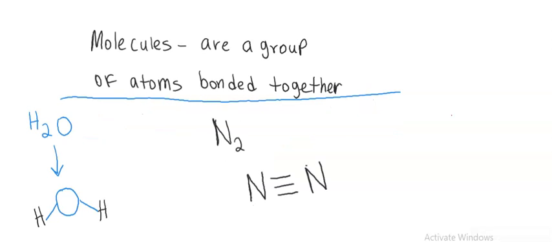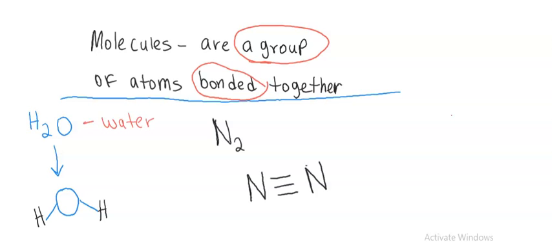So molecules, they are a group of atoms bonded together, period. A group of atoms bonded together. So that's one thing to really get. So as we discussed atoms before, now when you get a group of atoms, they bond together, like you see here, H2O, which is water. This is a molecule, or nitrogen. You get two nitrogens together, they form molecules.